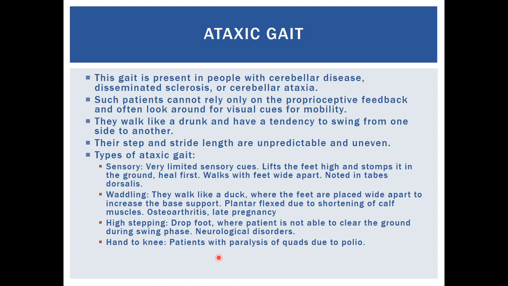Generally, this is a very bad example, but it was given in your textbook. They usually walk like a drunk person would walk, and they have the tendency to swing from one side to the other, and it's uncontrolled. It's not because they're drunk or intoxicated, it's because they have a disorder which is making them walk like that. And their step and stride length are unpredictable and uneven.